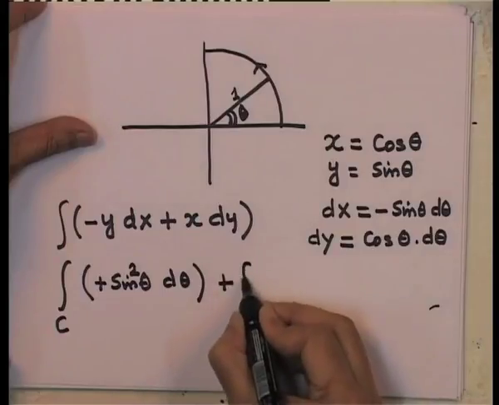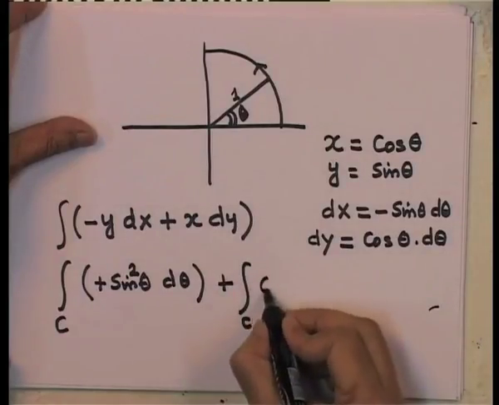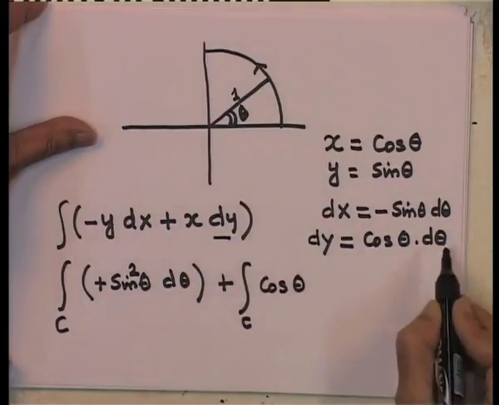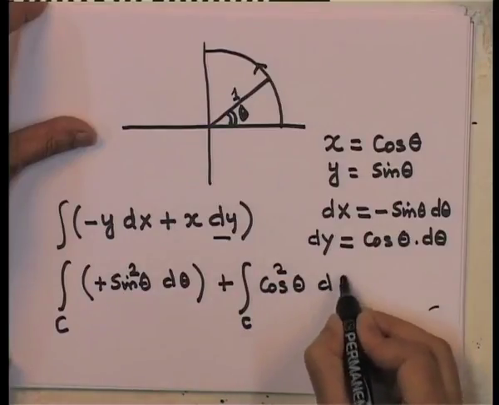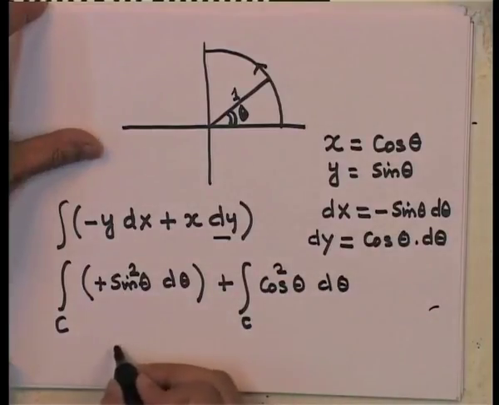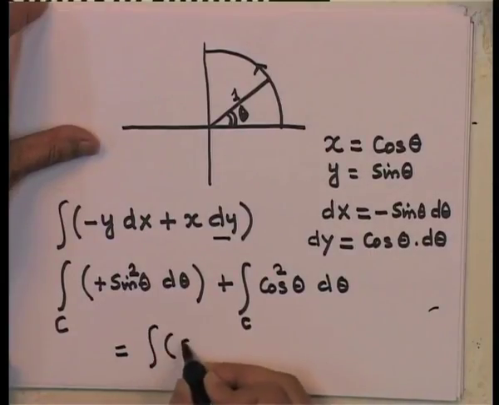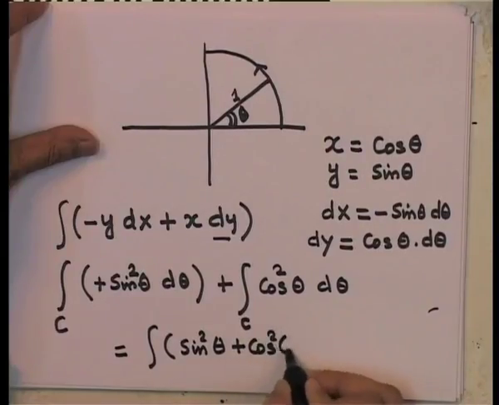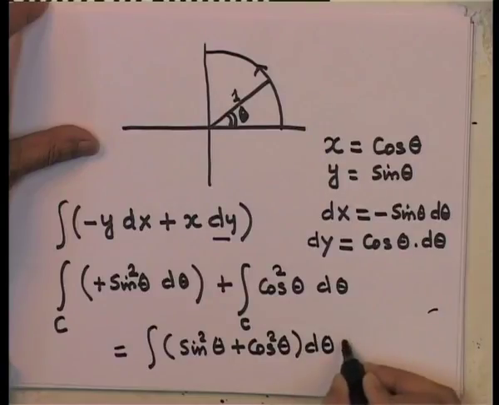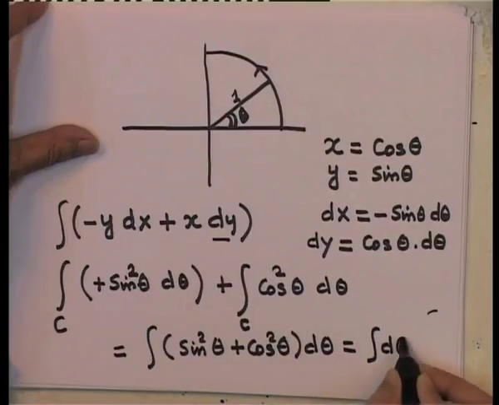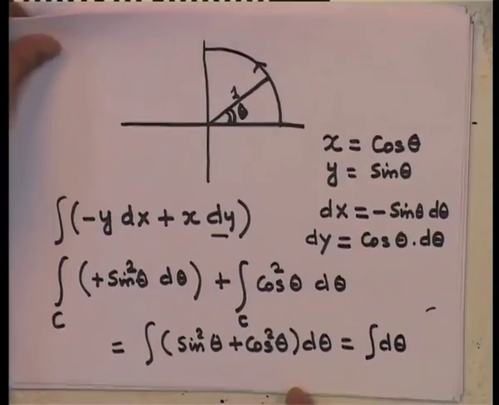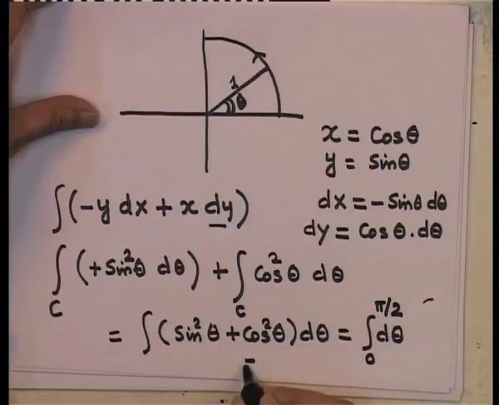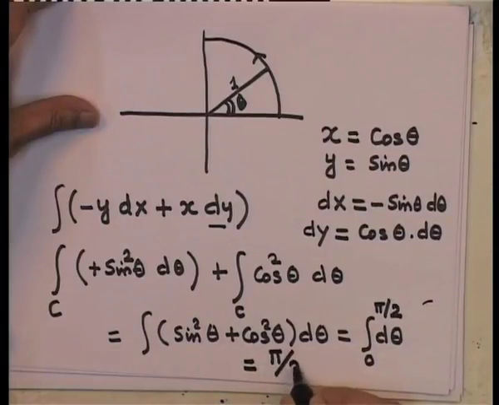plus integral again over the same curve x, which is cos theta, dy is cos theta d theta. So, I get cos square theta d theta. Now, I can simply add them and get sin square theta plus cos square theta, which is equal to 1 of course, d theta, which is nothing but integral of d theta. And the limits on theta we know is from 0 to pi by 2. So, the result of this integration is simply pi by 2.